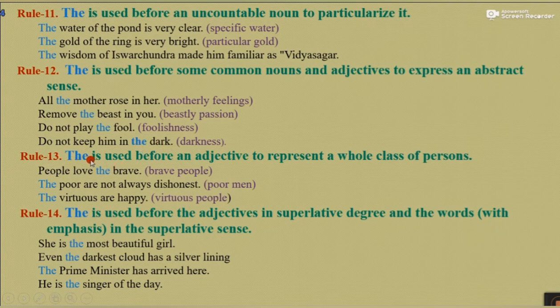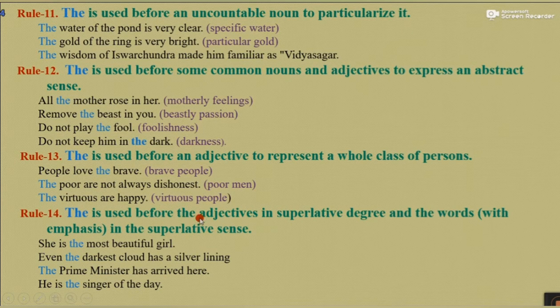Rule number 13. The is used before an adjective to represent a whole class of persons. People love the brave. Here, brave is not just an adjective, rather it represents a whole class of persons, the brave people. The poor are not always dishonest. Here, poor is not only an adjective, it means poor men. The virtuous are happy. Here, virtuous people.